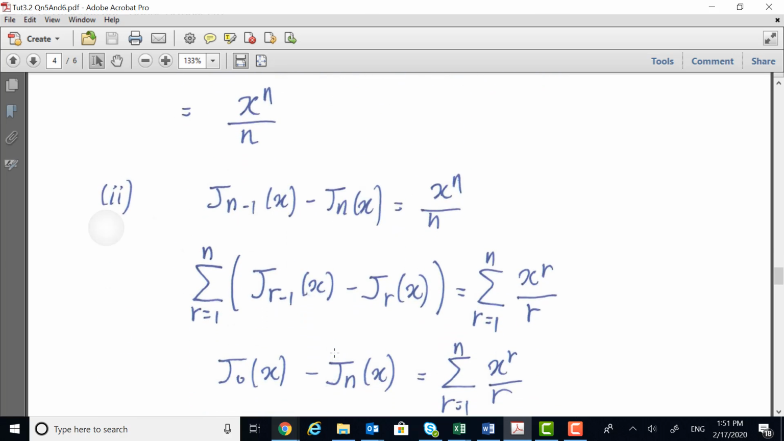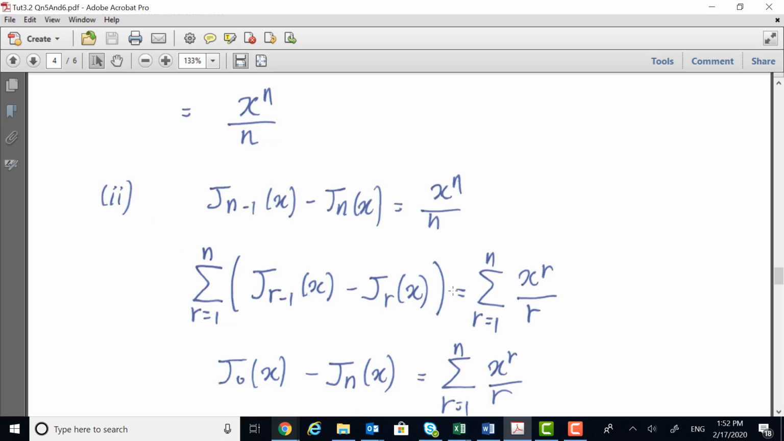Now that you have this statement, you can rewrite it in the form of a summation. Notice that I now change the indices, or rather the subscript, into r. So I write this in the form of a summation, summing from 1 to n. Likewise, on the right hand side, I rewrite it as x to the power r over r, summing from 1 to n also. If you list out the left hand side, you see that there is a lot of cancellation. Some people call this a telescoping series, or the method of differences.